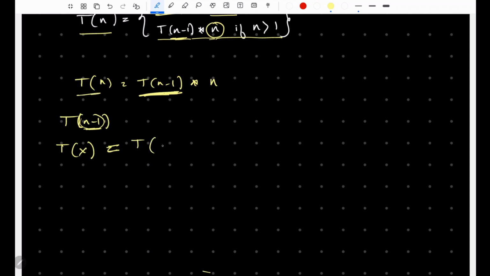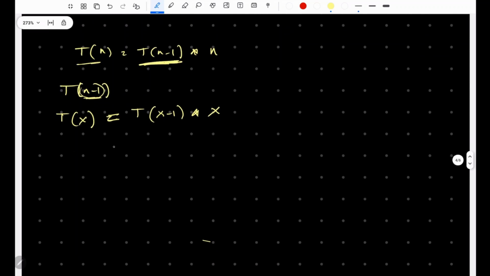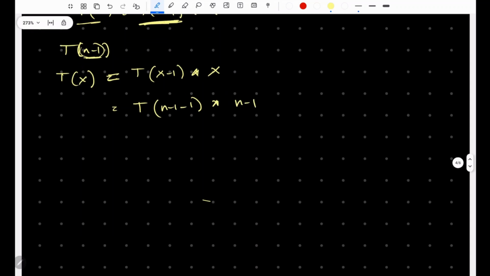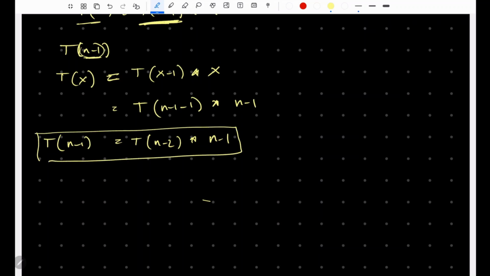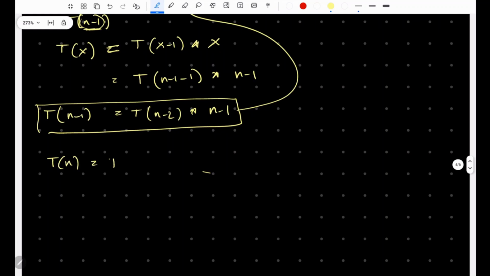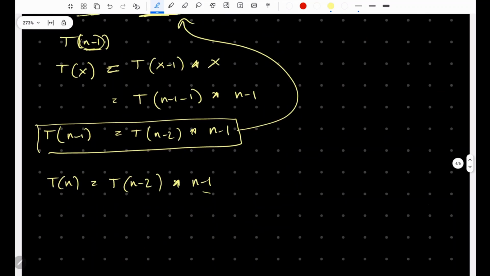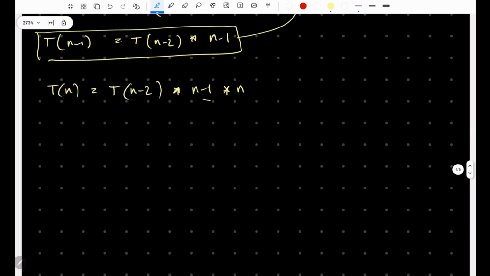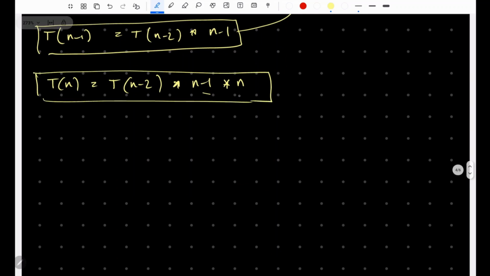This function tells us that to find t of x, we need to put t of x minus 1 into x. Here x is n minus 1, so we put n minus 1 into n minus 1. So this is t of n minus 2 into n minus 1. This is the value we have got for t of n minus 1, so we'll substitute it here. t of n is equal to t of n minus 2 into n minus 1, and we have the n left into n. So now we have this function after substituting the value of t of n minus 1.